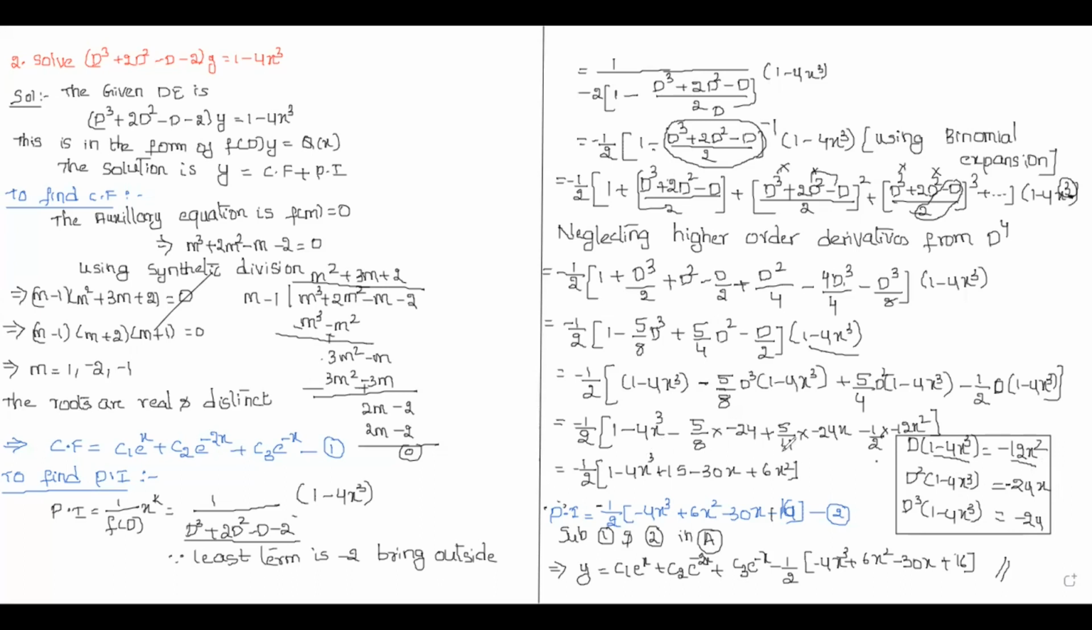So substituting all these values here and simplifying, we got the particular integral as minus 1 by 2 into minus 4x cube plus 6x square minus 36x plus 16. So substituting 1 and 2 in A, you get the solution y is equal to c1 e power x plus c2 e power minus 2x plus c3 e power minus x minus 1 by 2 into minus 4x cube plus 6x square minus 30x plus 16.